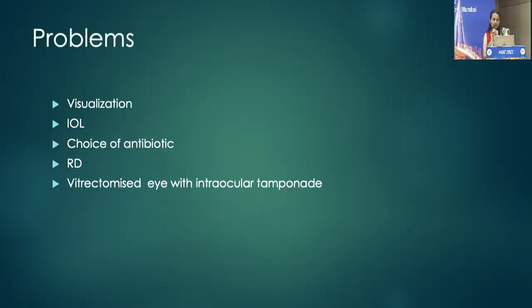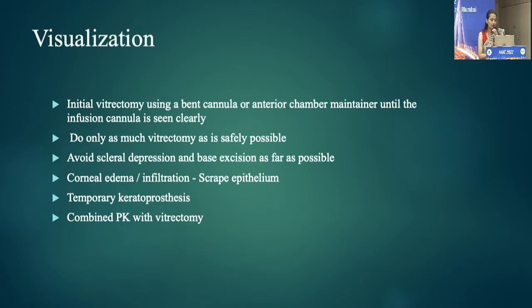So what are the problems which we face when we are doing vitrectomy for endophthalmitis? The main problem is visualization, and the IOL, whether to keep the IOL or to remove the IOL, which antibiotic to be used, whether there is any association of RD, and in vitrectomized eyes with intraocular tamponade. So visualization.